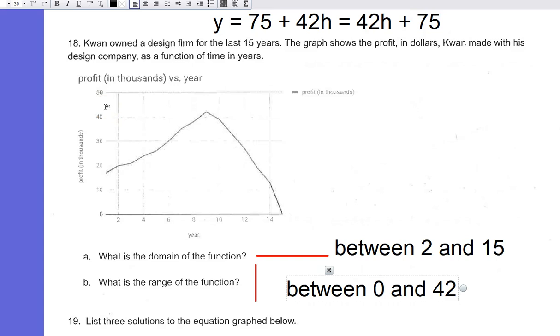The name of this assignment was Domain and Range from a Graph, and it is also in your list of review assignments. Domain and range from a graph.